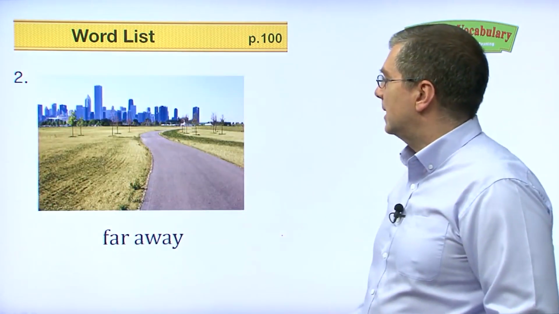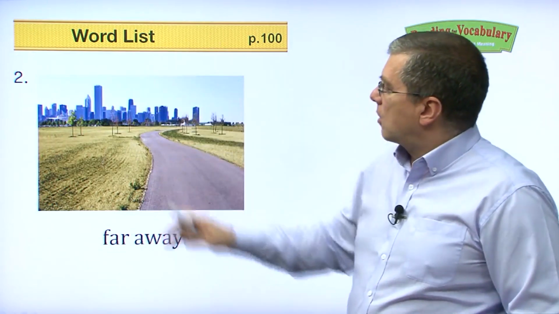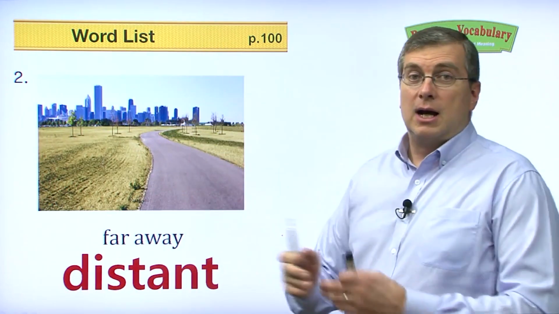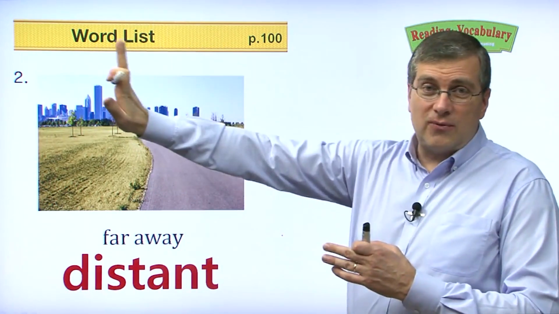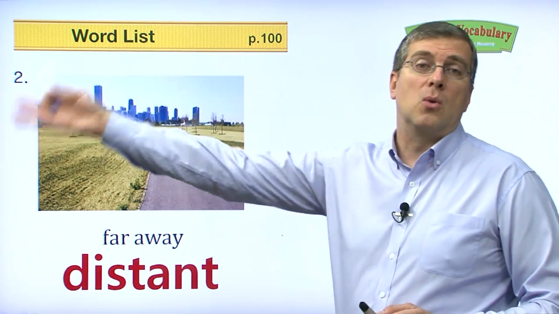Okay, next one, far away. So if that city is really far away, we can say it is distant, distant. If you see mountains very far away, those mountains are distant, distant, far away.